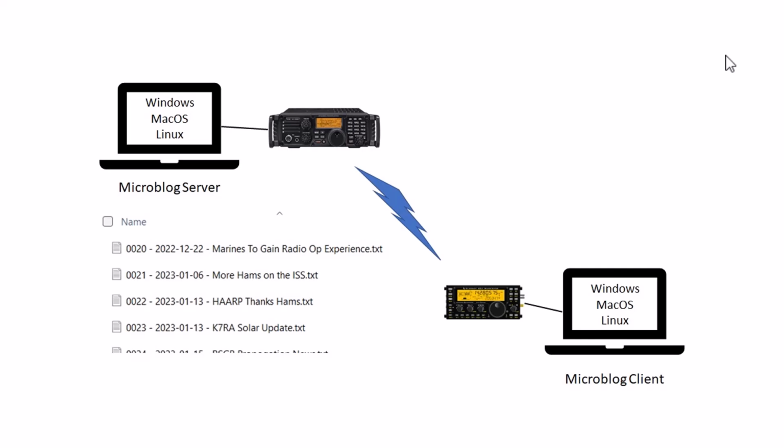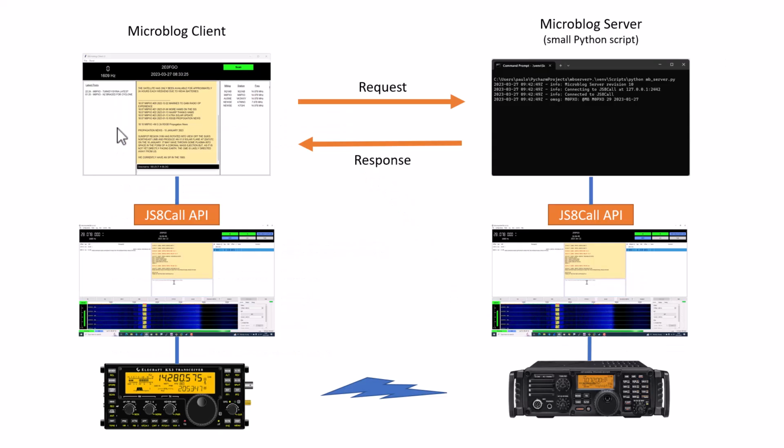Now, if we look at physically how this hangs together, we have the client software that doesn't actually look like this anymore. So this is the original slide. It connects through the JS8Call API into JS8Call, communicates using a remote radio across HF, or could be VHF actually, no reason why not, across to a receiving radio, and then into JS8Call this end, and then into the server software. Basically we send it requests for these small pieces of information, and the server responds with whatever we've requested.